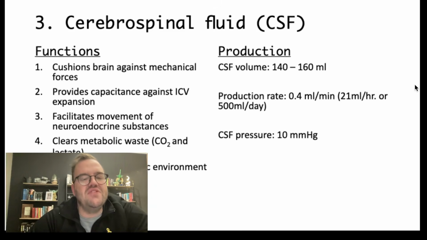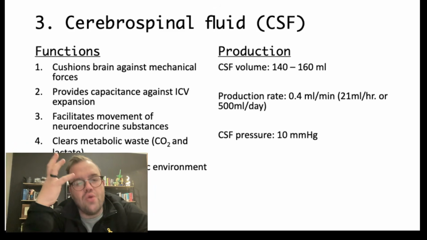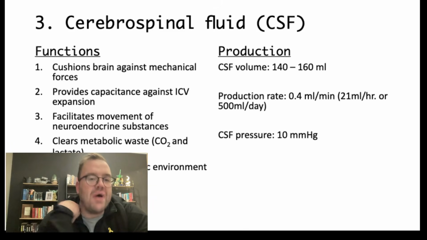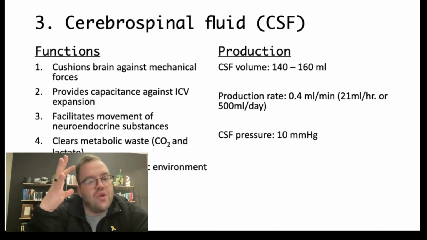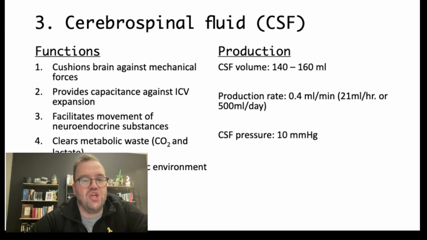So CSF is very important, but CSF is great because if you get a big brain bleed and you get swelling, you can rapidly shift CSF out of the brain into the spinal cisterns, and you can rapidly decrease or maintain a normal intracranial pressure.